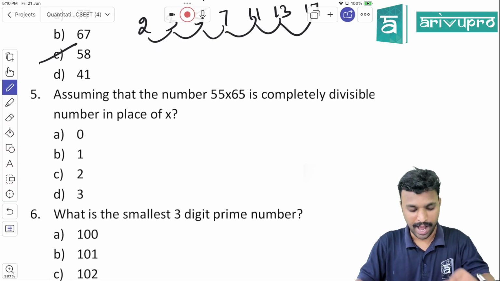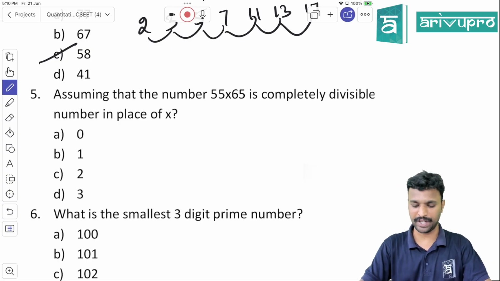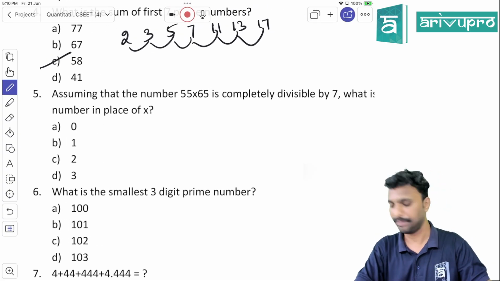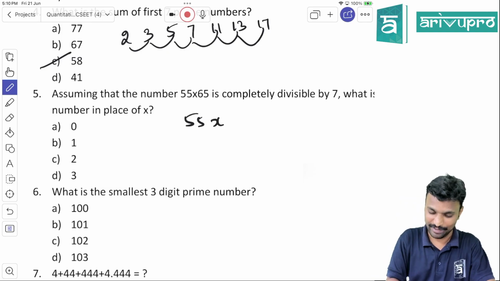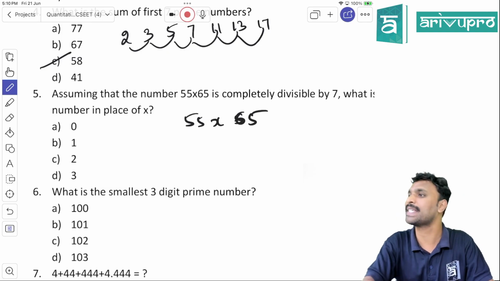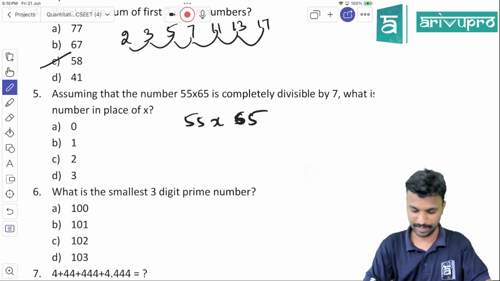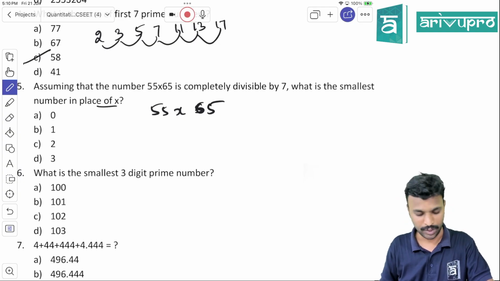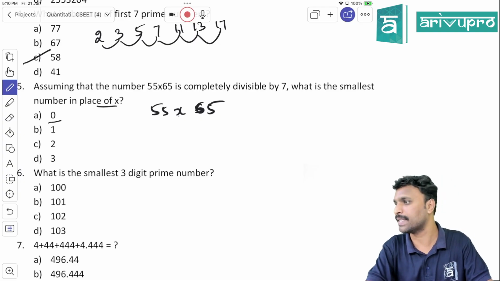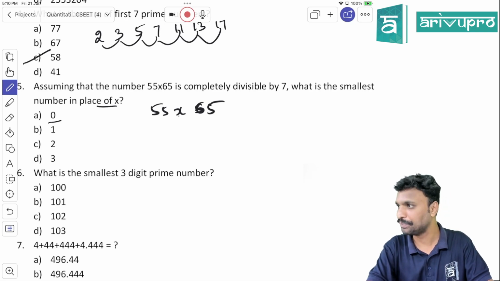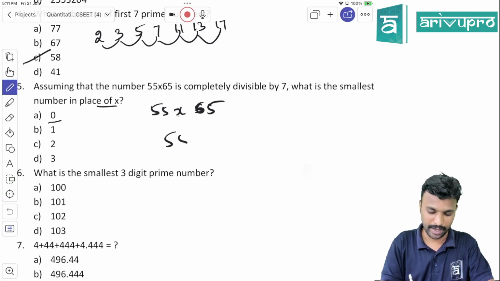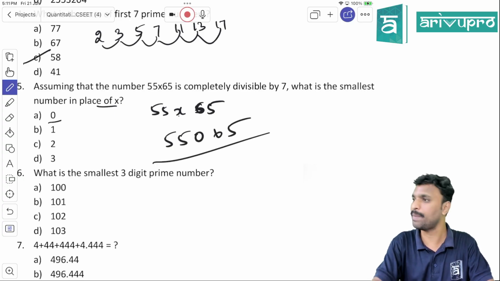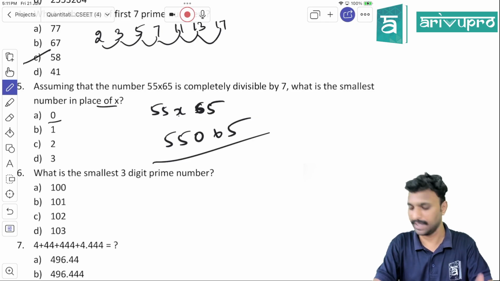Solve the next question. Assuming that the number 55x65 is completely divisible by 7. What is the smallest number in place of x? So what can I have in place of x? 0, 1, 2 or 3? If I imagine 0, is it divisible by 7? 7 sevens are 49, 6 is the remainder, 60. 7 8s are 56, 4 is the remainder, 46. 7 6s are 42.